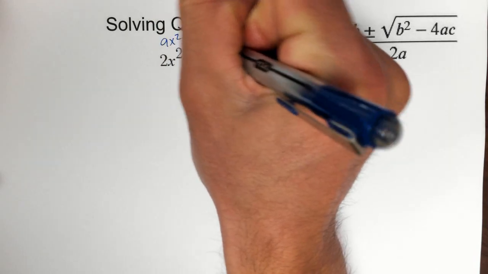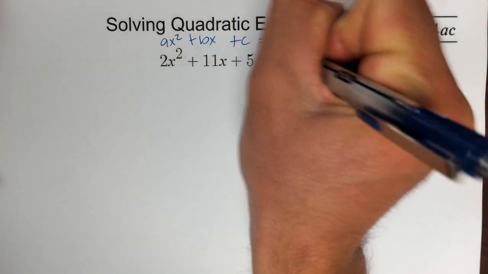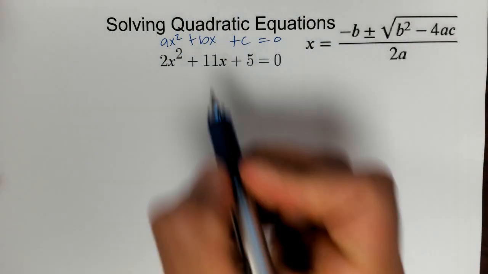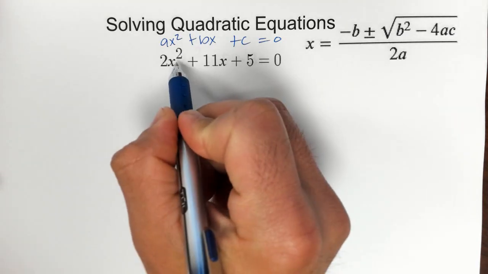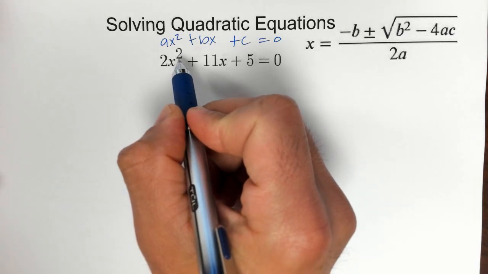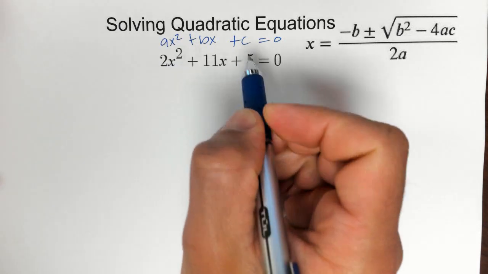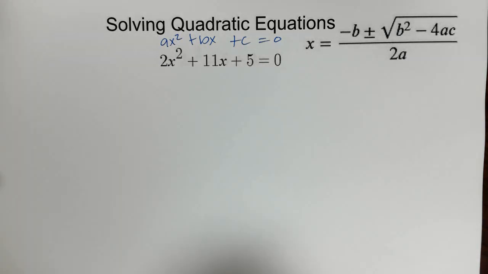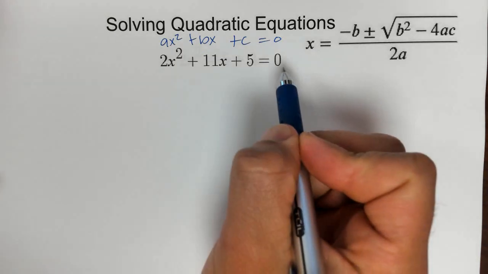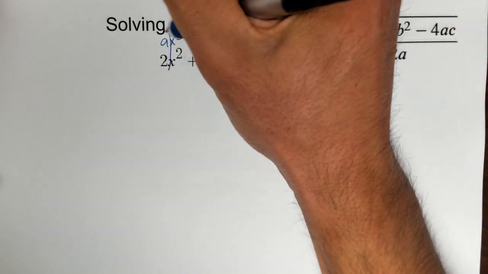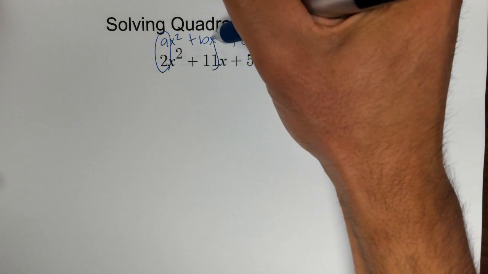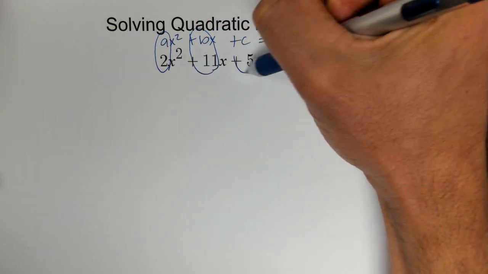Now here I can tell that my generic equation is already in the correct order. If I did not have bx in the middle, or the highest exponent here as x squared, and the 5 is my constant, I want to rearrange them first. Right? I don't want to misidentify the a, b, and c coefficients if these are not in the correct order. So I know here that a is equal to positive 2, b is equal to positive 11, and c equals positive 5.